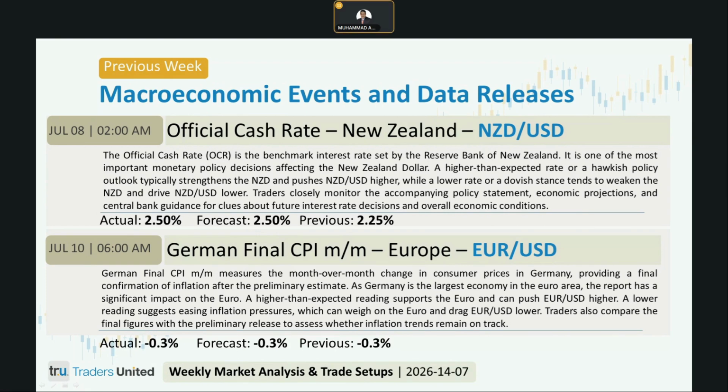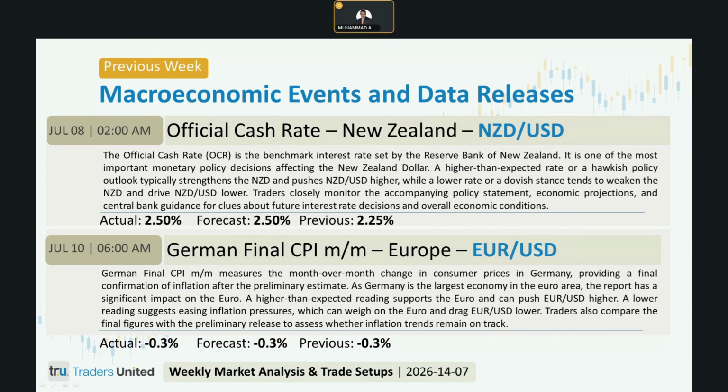Now, let me discuss market context and pre-release expectations. Forex markets expected German final CPI to remain at minus 0.3%, matching the preliminary estimate. An unchanged reading was expected to confirm that inflation trends remained stable. Currency traders closely monitored the report for any revision as changes could influence expectations for future ECB monetary policy. A higher reading was expected to support the euro, while a lower reading was expected to weigh on the currency.